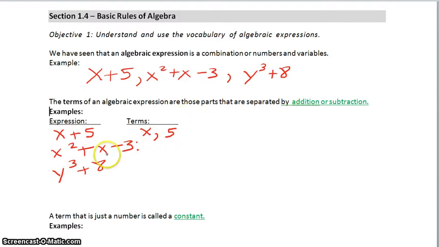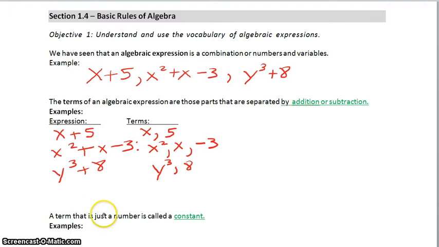Okay, now, the terms for x squared plus x minus 3 are x squared, comma, x, comma, and then this minus 3, it'll be a negative 3. Those are the terms for the x squared plus x minus 3. Now finally, we need the terms for the y cubed plus 8. Our terms will be y to the third power, comma, 8. These are all the terms for the y cubed plus 8.